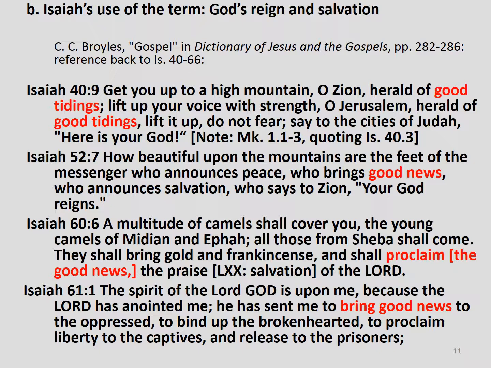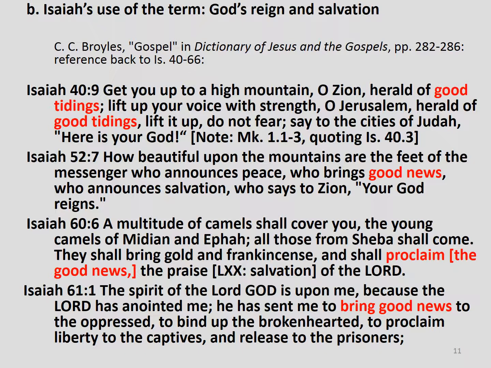Isaiah's use of the term gospel, or the verbal form of it, is also of interest. And although we might have different forms of the word, it is the same root word that we have in view here in the red from the passages listed here. C.C. Broyles has argued that the term gospel needs to be appreciated as a reference back to Isaiah 40 through 66, where it occurs in 4 places. Isaiah 40 verse 9, "Get you up to a high mountain, O Zion, herald of good tidings."